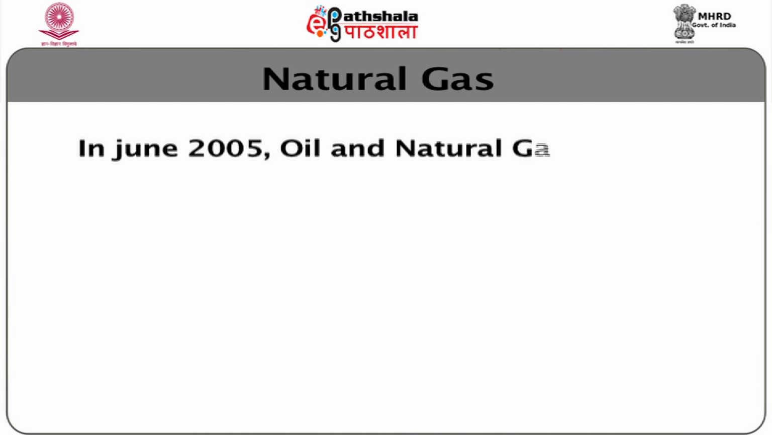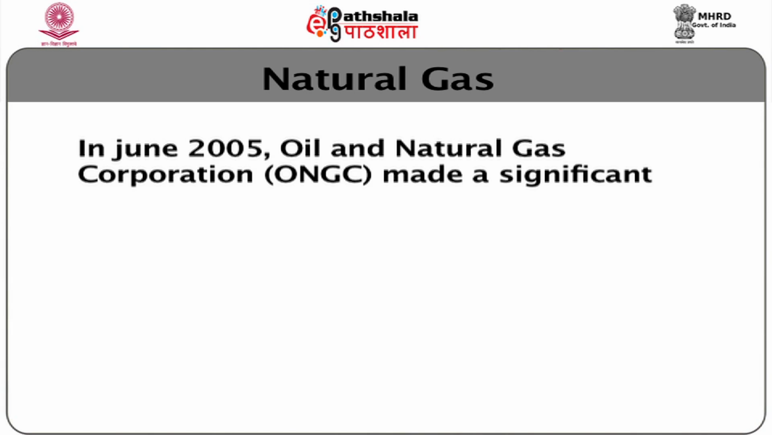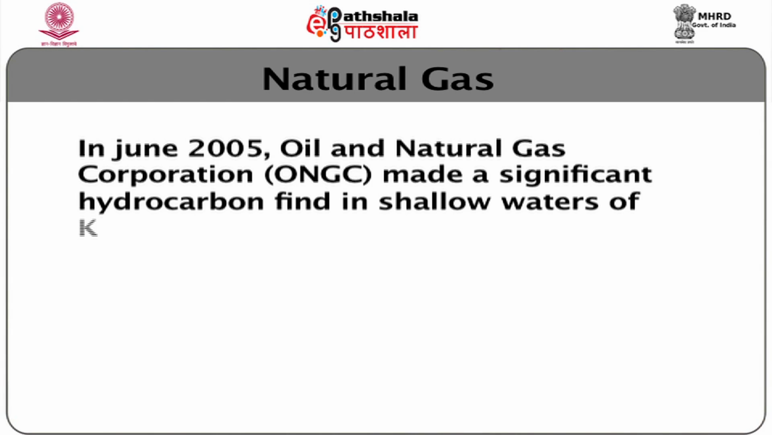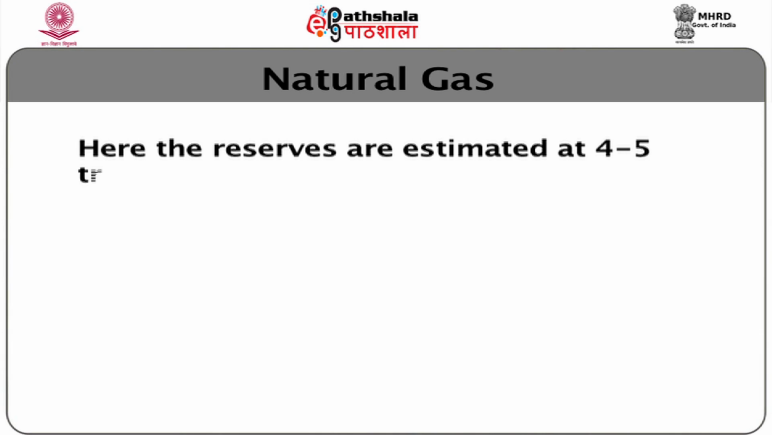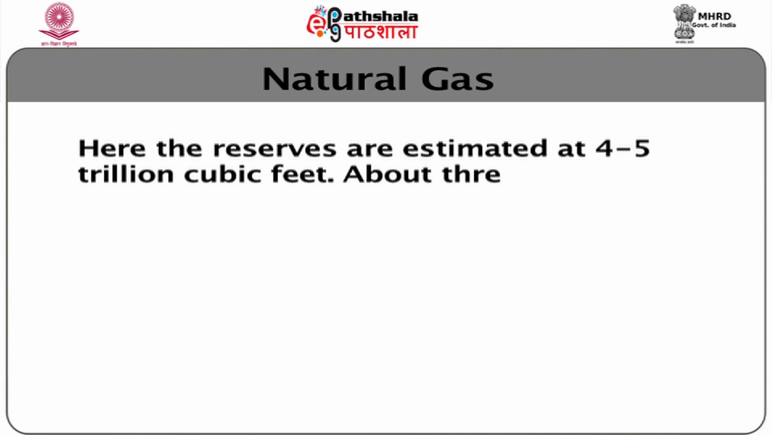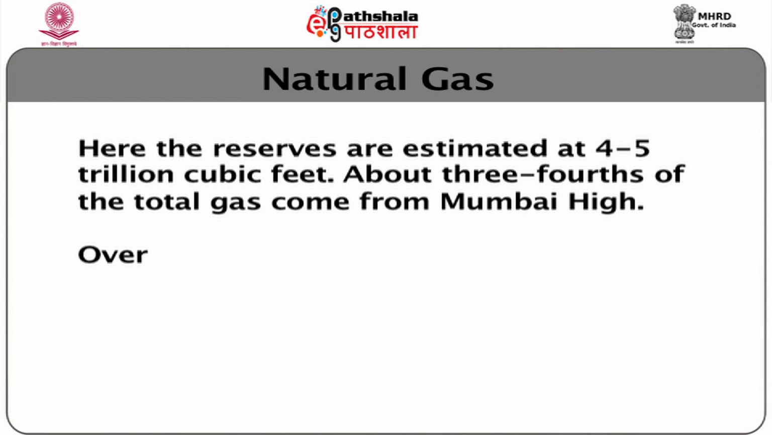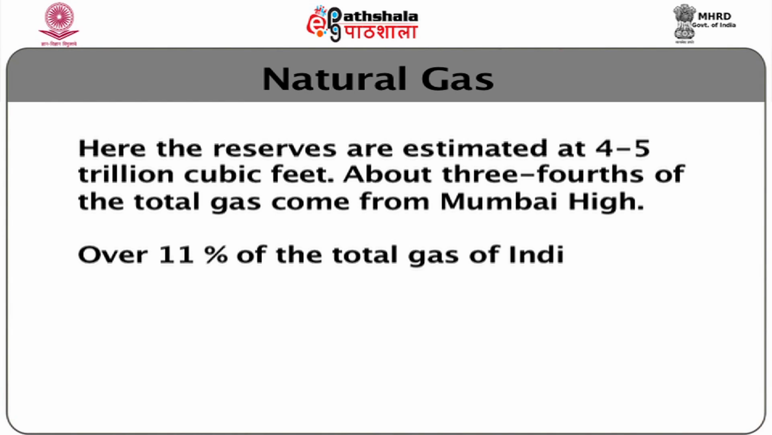In June 2005, ONGC made a significant hydrocarbon find in shallow waters of Krishna Godavari. Here the reserves are estimated at 4 to 5 trillion cubic meters. About 3/4 of the total gas comes from Mumbai High. Over 11% of the total gas is produced by Gujarat.